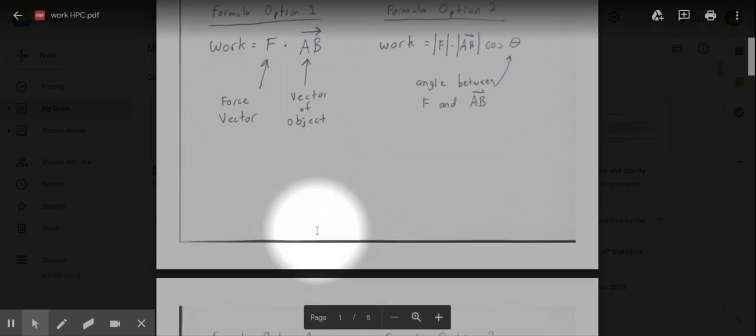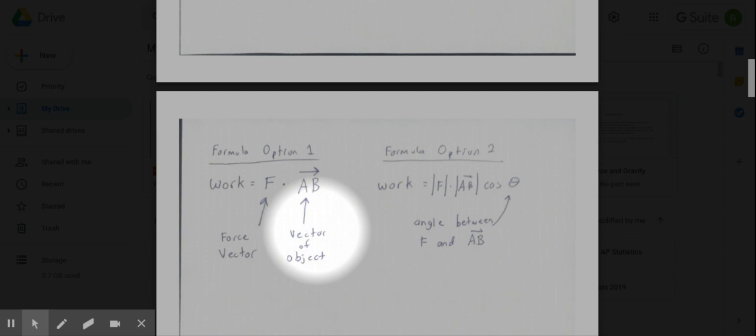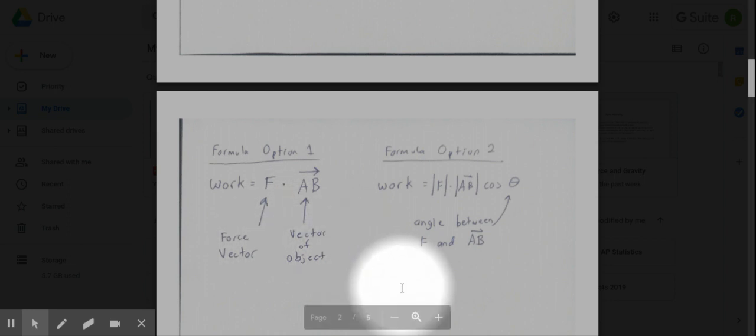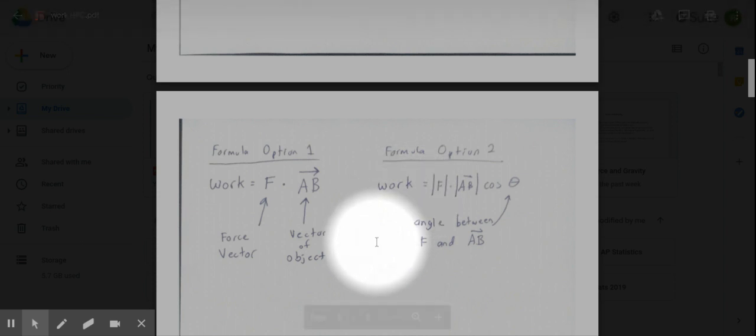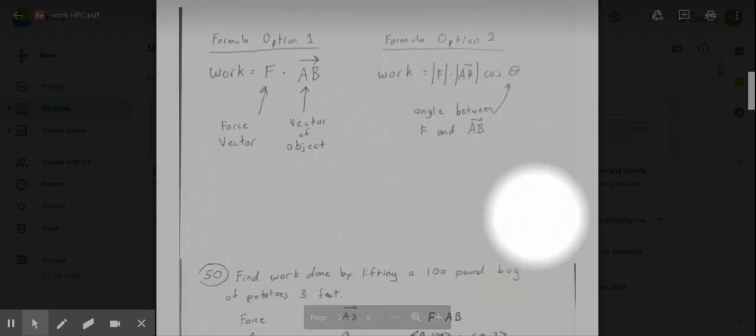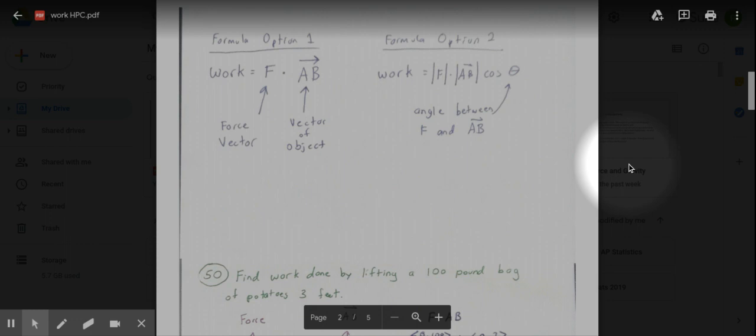Okay, let's go to the next page. What I'm going to do here is just go through all the even problems. At the top of the page, I rewrote the formulas for each time we do a problem. The first one is problem 50. Find the work done by lifting a 100-pound bag of potatoes 3 feet.